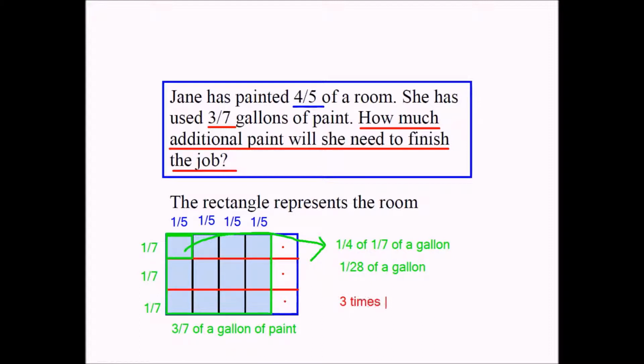3 times 1/28 gallon of paint. And that turns out to be 3 times 1/28 is 3 times 1, which is 3 divided by 28 gallons of paint. So she will need 3/28 gallons of paint to finish her job. This is the additional amount of paint that she will need. So my answer is 3/28 gallons.